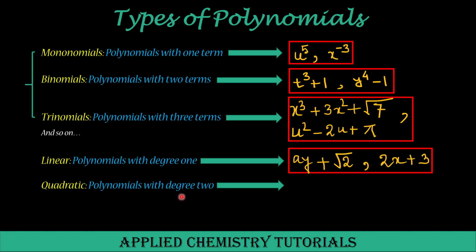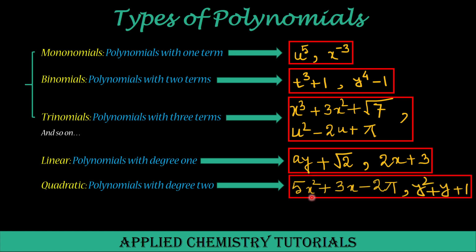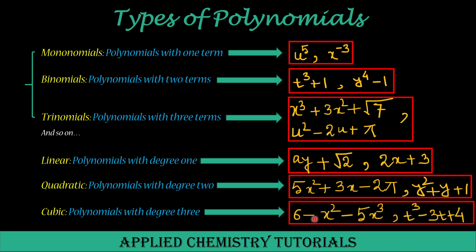Quadratic polynomials are polynomials with degree 2, and examples are 5x squared plus 3x minus 2 pi, y squared plus y plus 1, etc. Cubic polynomials are polynomials with degree 3, and the examples are 6 minus x squared minus 5x cubed, t cubed minus 3t plus 4, etc. And this can go on and on.